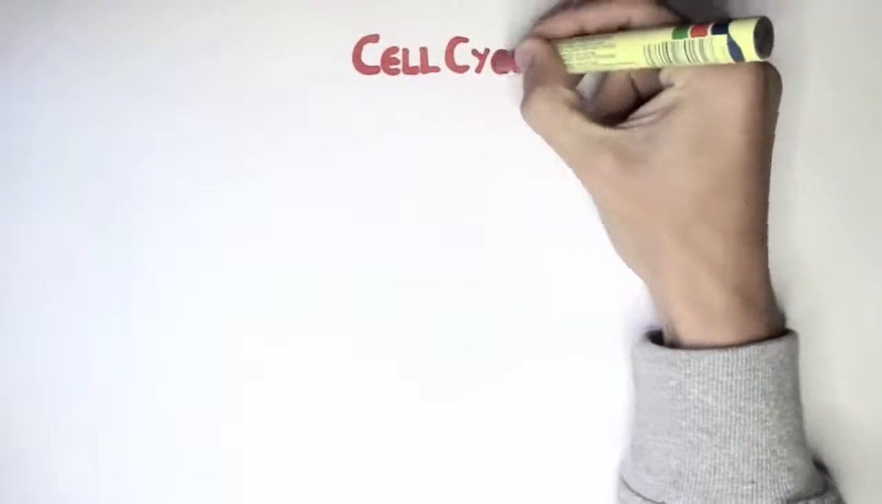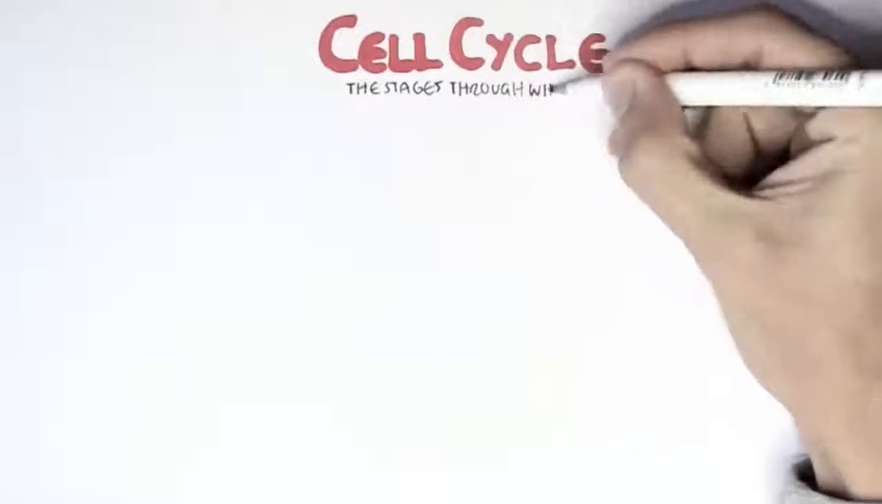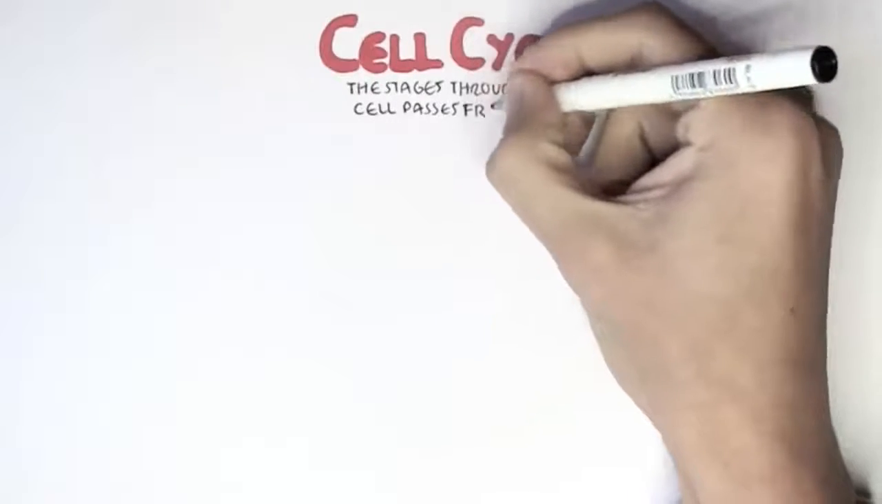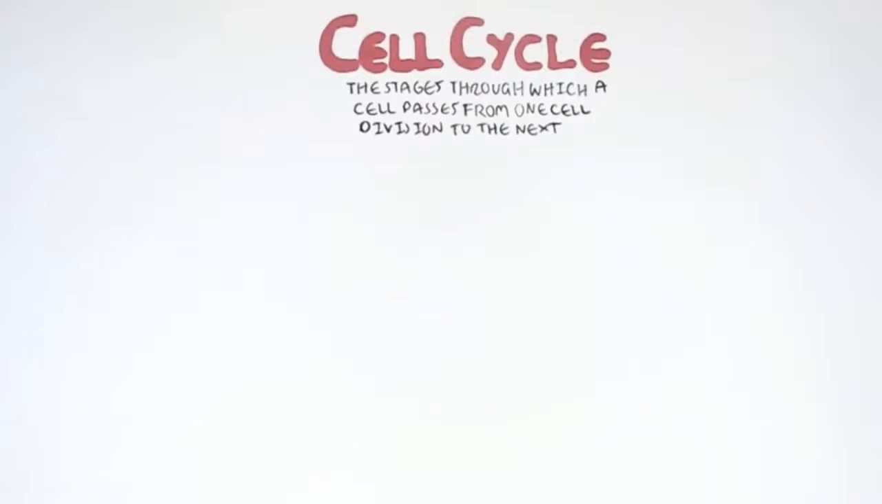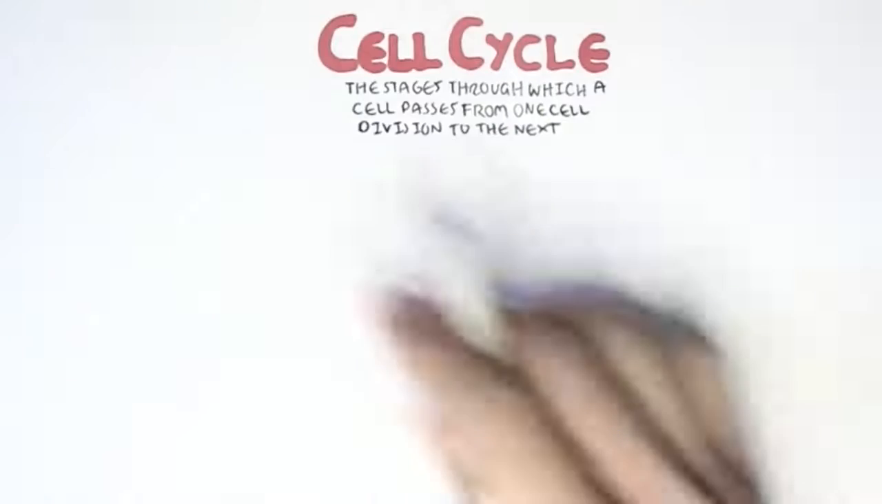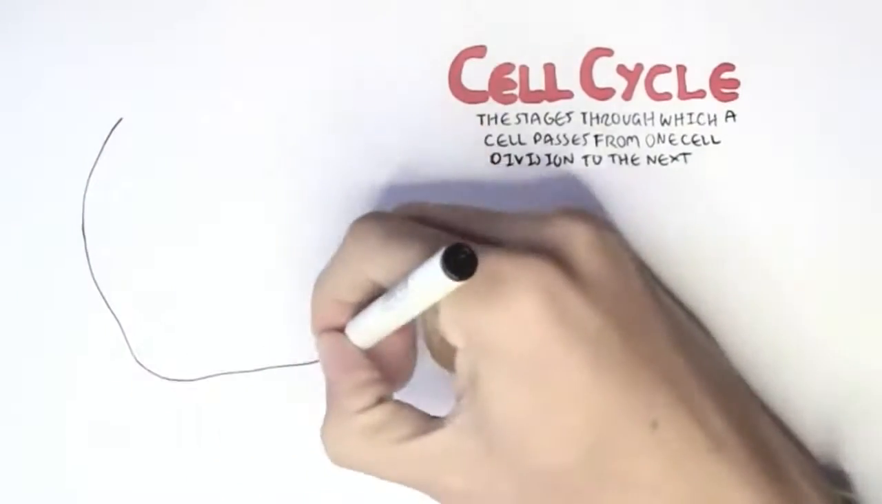Let's talk about the cell cycle. The cell cycle is defined as the stages through which a cell passes from one cell division to the next. So it's the stages of which the cell grows and prepares for division. And when the cell divides, it divides into two identical cells. This is the cell cycle.